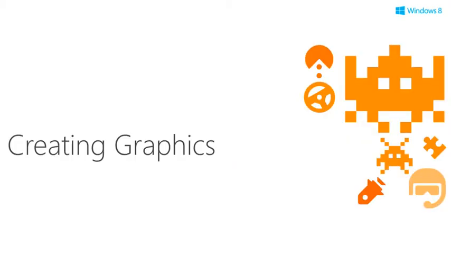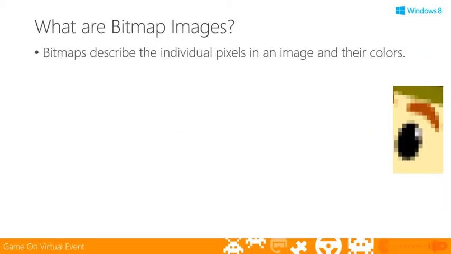Awesome. So in this last section, we're going to take a look at creating graphics. We've seen that you can create your own sounds, and hopefully you'll see here that you can also create your own graphics. So one of the first things you need to understand as you deal with graphics is the different types of graphic formats. And so we start out talking about bitmap images.